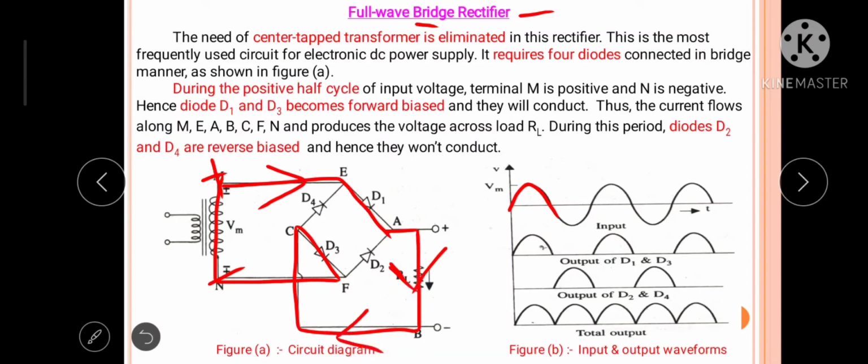This is the actual direction of flow of current, and it continues like this. As a result, it produces the voltage across this load resistance RL. During the same period, diodes D2 and D4 are reverse biased, and hence they won't conduct at all. During this positive half cycle, diodes D1 and D3 conduct, and as a result we get output voltage across the load.